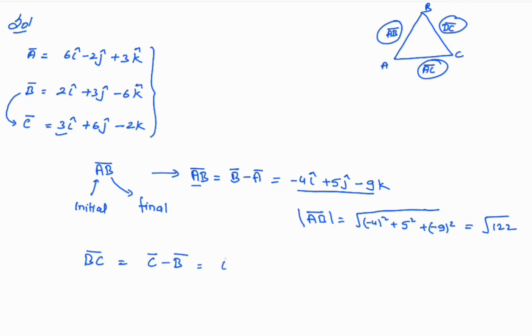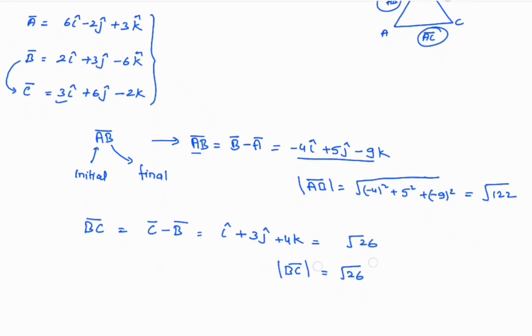3i minus 2i, it's going to be i, plus 6j minus 3j, it will be 3j, and minus 2k minus 6k, you will get how much? You will get 4k. And its magnitude is equal to how much? Magnitude will be equal to under root of 26. It means the magnitude of vector BC is going to be under root of 26.